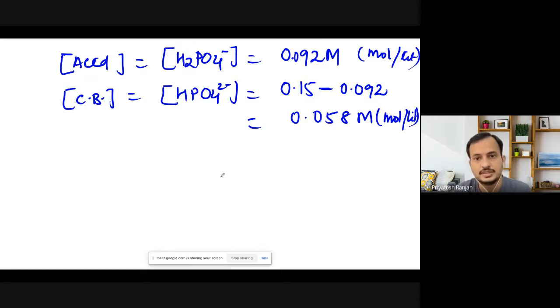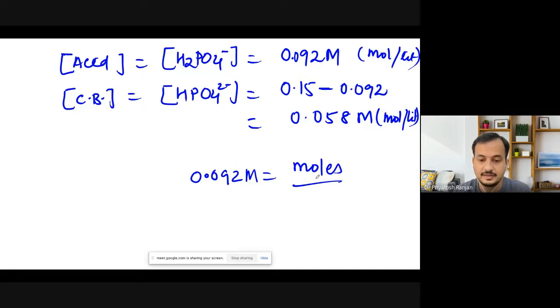So remember, simple: 0.092 molarity, moles of solute by volume of solution in liters, which is given as 0.2. So how many moles am I going to get? 0.092 into 0.2, which corresponds to 0.0184 moles. So 0.0184 moles for H2PO4 minus.